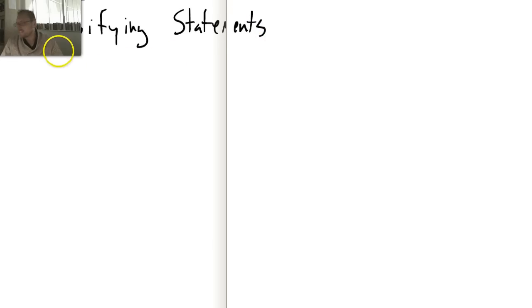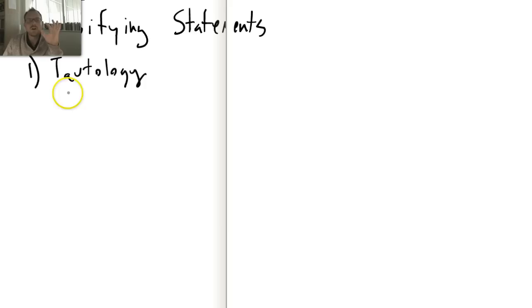Okay, classified statements. So there are really three types of statements. The first is what we call a tautology. And that's when all of the values are true. And when I say all values that fall under that main operator, not all of the other values, but all of the main operator values.